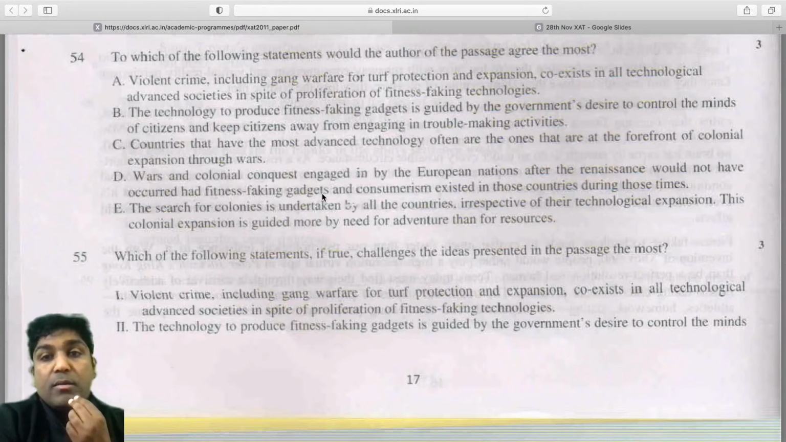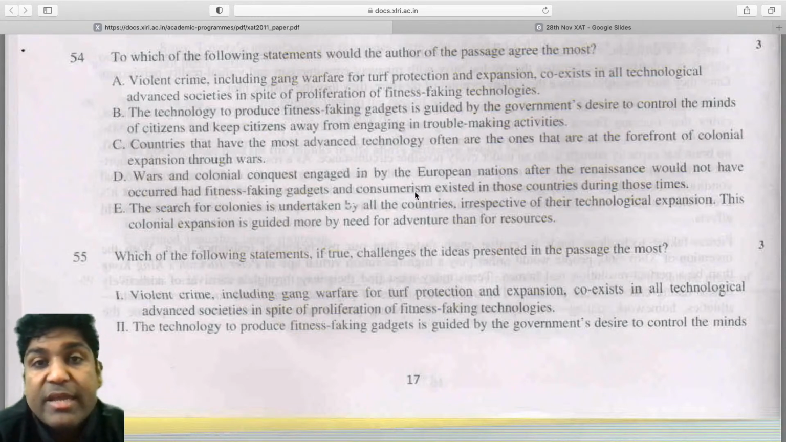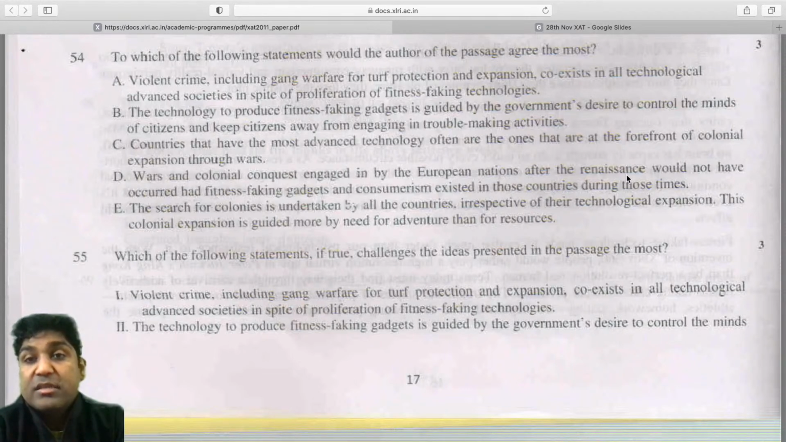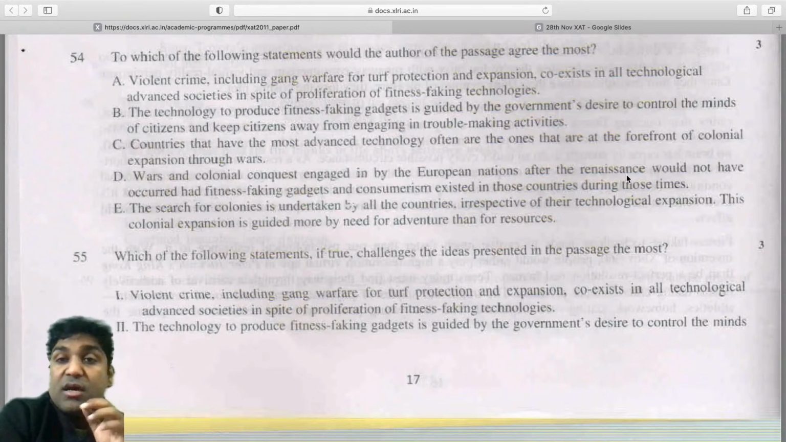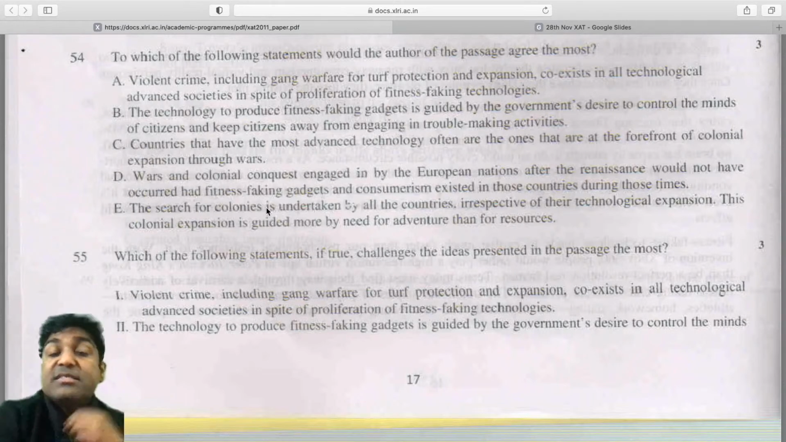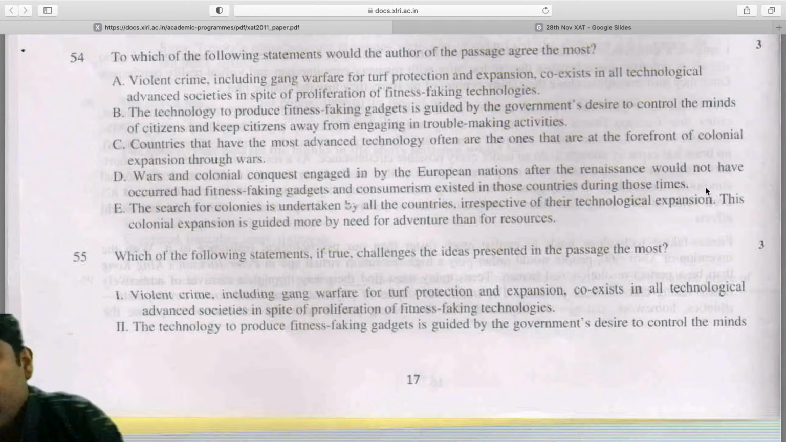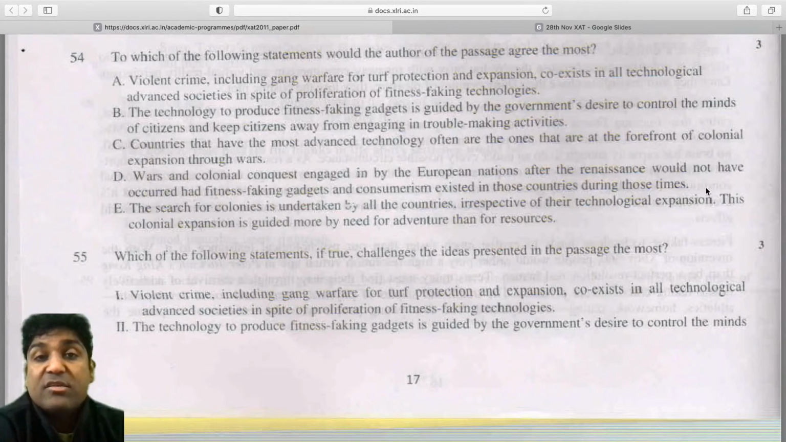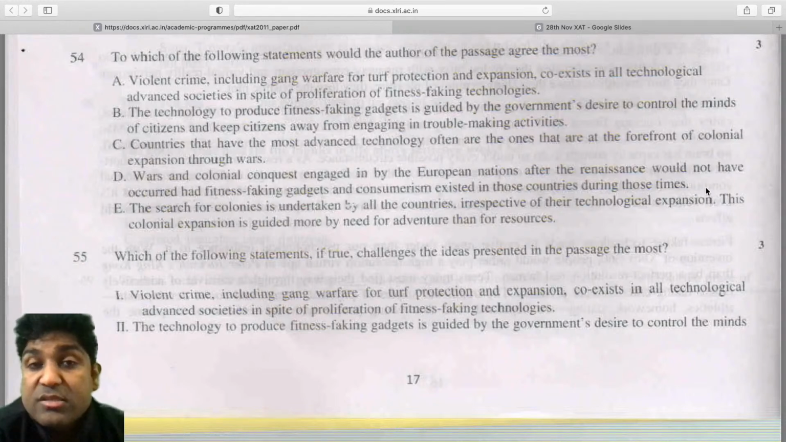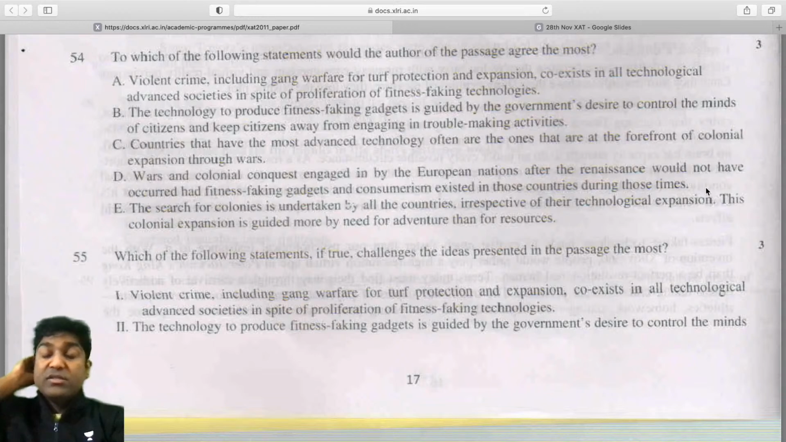Wars and colonial conquest engaged in by European nations after the Renaissance would not have occurred had fitness faking gadgets and consumerism existed in those countries during this. So the author has been saying that these fitness faking gadgets and consumerism don't allow us to deal with practical aspects.